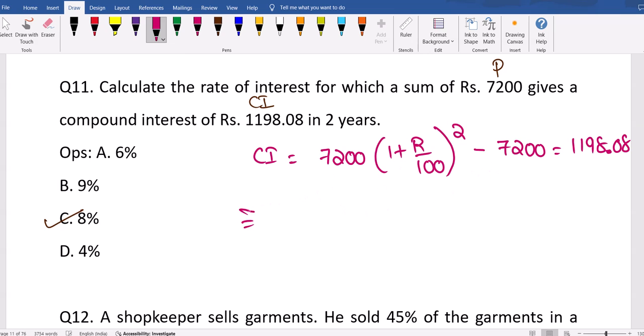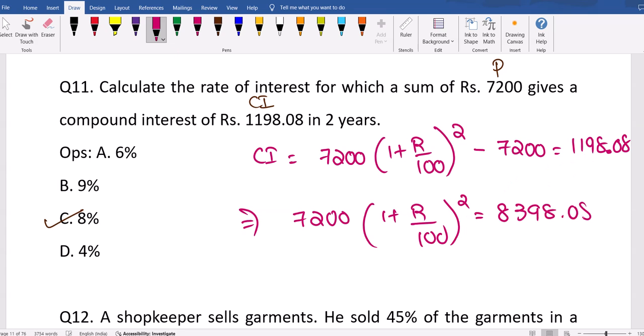I'll send 7,200 to that side. So 7,200 into 1 plus r upon 100 whole square. If 7,200 came to this side, it's 8398.08. Now this should be in terms of a square. Whole square is there, no? If there is anything common, we can cancel and maintain that as a square divided by b square format. Then we can compare.